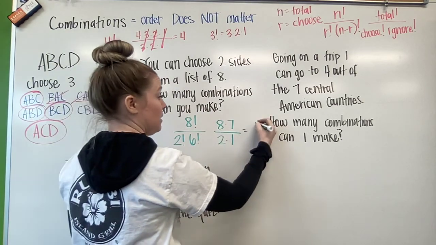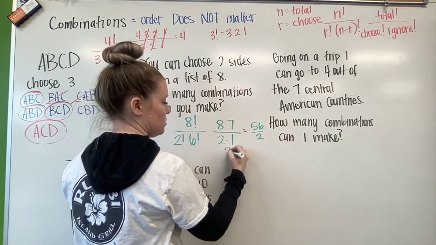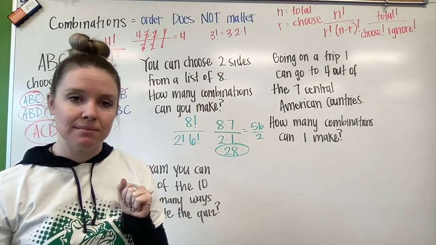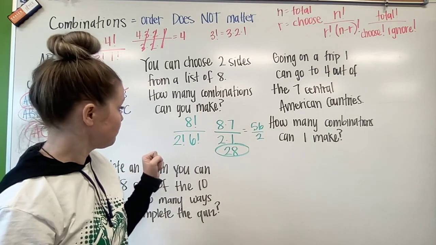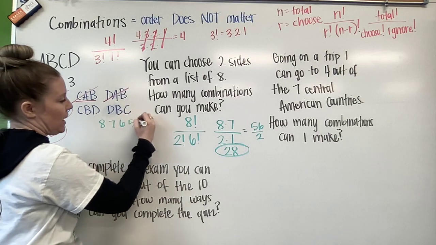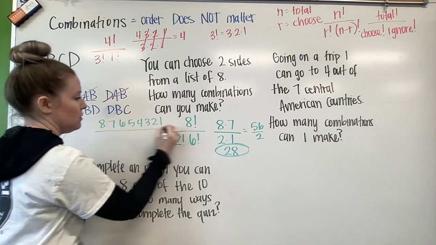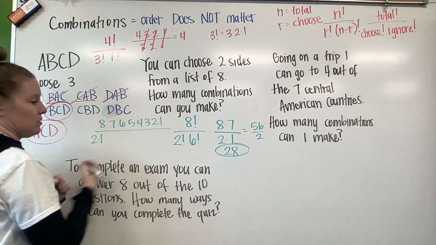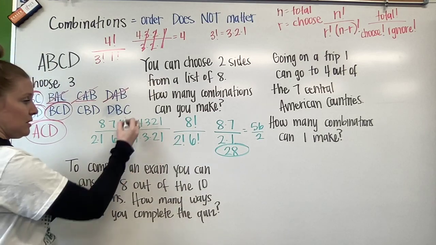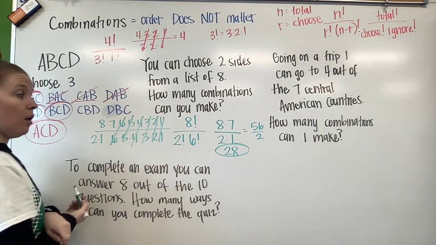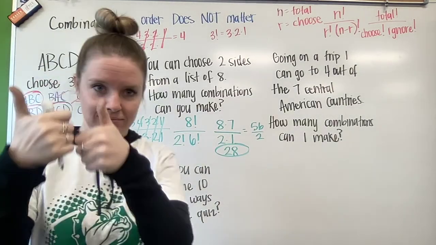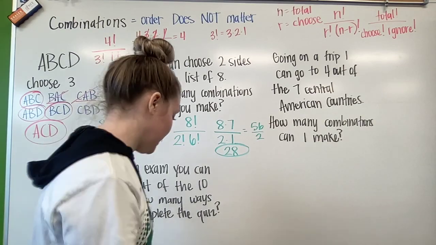So that's going to give me 56 over 2. I have 28 options if I'm only picking 2 sides. That's a lot of options. Okay, and again, if you want to see a visual here, this is 8, 7, 6, 5, 4, 3, 2, 1. And then we have 2 factorial, and then 6, 5, 4, 3, 2, 1. 6, 5, 4, 3, 2, 1, all reduce, leaving me with 8 times 7 and 2 times 1. Okay? All right, a couple more here.